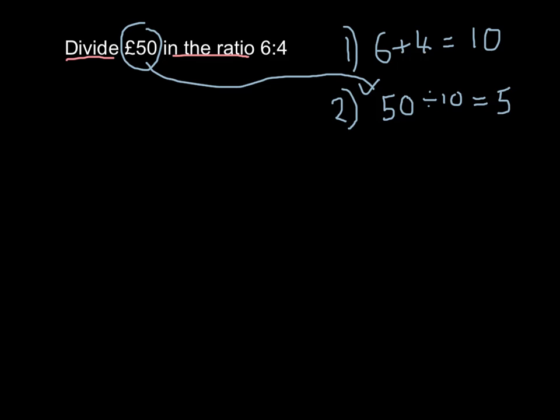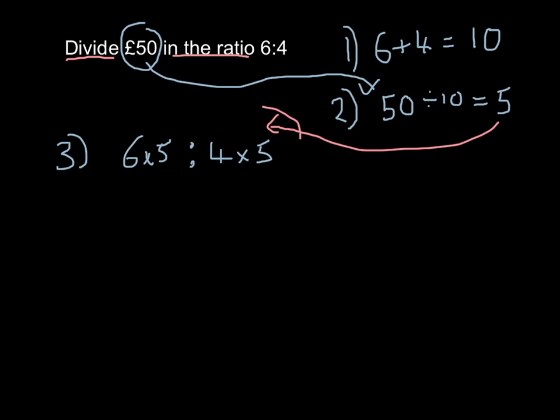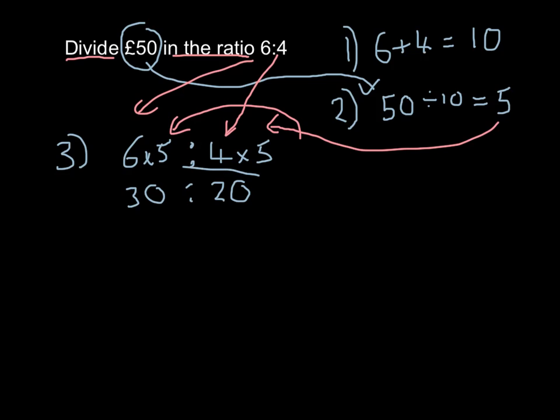So looking at the two parts of the ratio, the third step is I'm going to multiply my 5 by each part. So the ratio becomes 6 times 5 to 4 times 5. Just to make that clear, the 5 comes from our 50 divided by our 10, and the 6 and the 4 come from the original ratio. Going back to where I was, 6 times 5 is 30, 4 times 5 is 20, and that's my answer for that one.